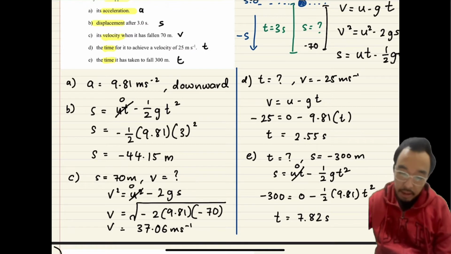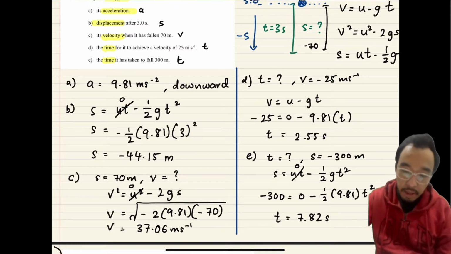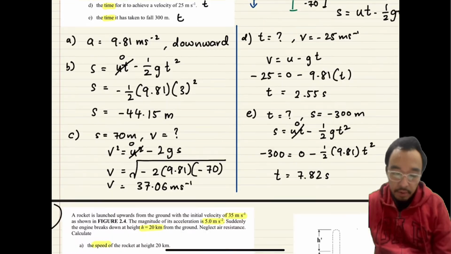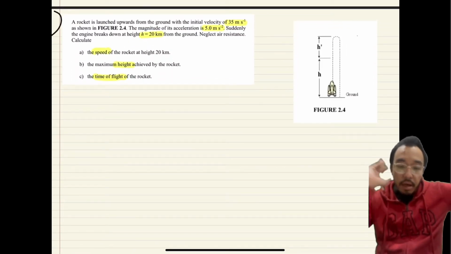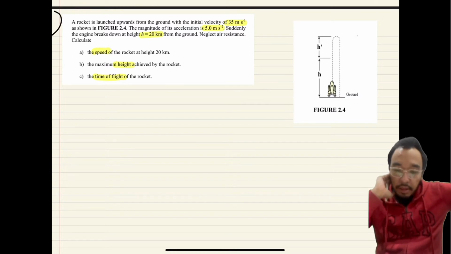Okay, the final answer seems correct. So I think everything should be okay. Okay, now moving on to the next question, which is question 15. A rocket is launched upward from the ground with the initial velocity of 35.